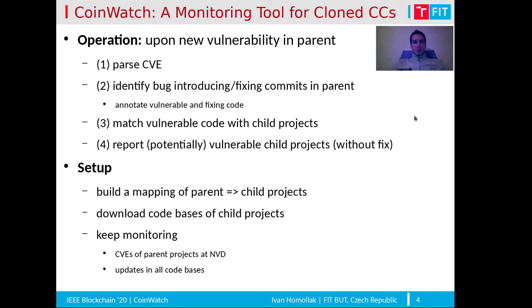Therefore, we propose CoinWatch as a monitoring tool for such cloned cryptocurrencies, which would act as follows. When a new vulnerability occurs in the parent project, it is necessary first to parse the CVE, then identify bug introducing and fixing commits in the parent cryptocurrency. This would require some annotation of a particular code representing the vulnerability and the fix. Then it would be necessary to match vulnerable code with child projects, and finally report potentially vulnerable child projects that don't contain the fix but contain the vulnerability.